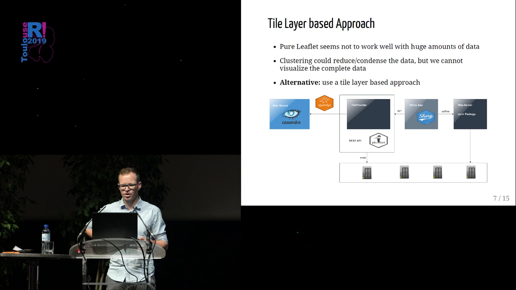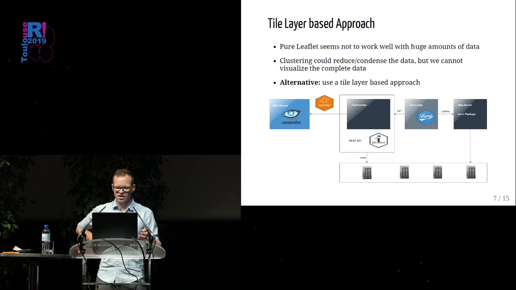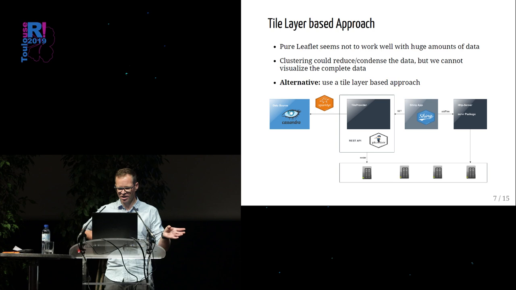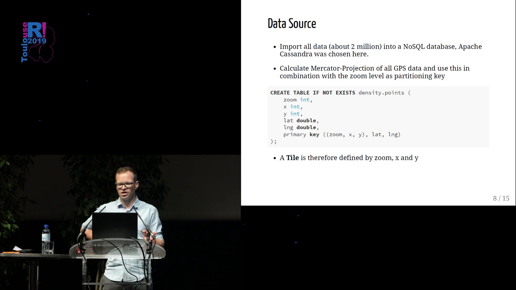You can use a tile layer based approach where the tile provider is used to fetch the data from a NoSQL database like Apache Cassandra here. I use the Plumber package to develop a REST API to be able to fetch the data for the Shiny application. The data source is Apache Cassandra, and then you can define a tile based on the zoom level, X and Y using the Mercator projection here.